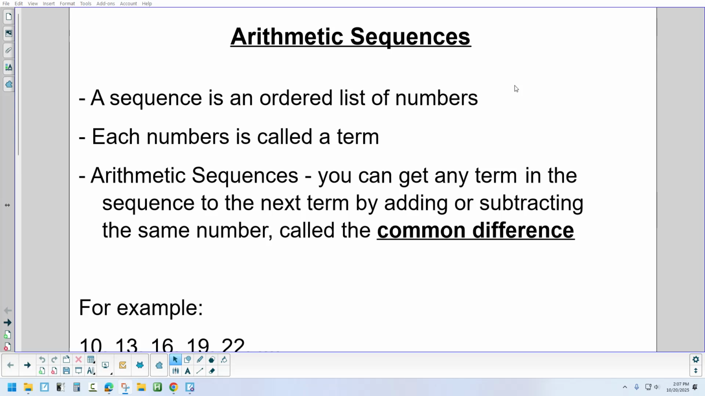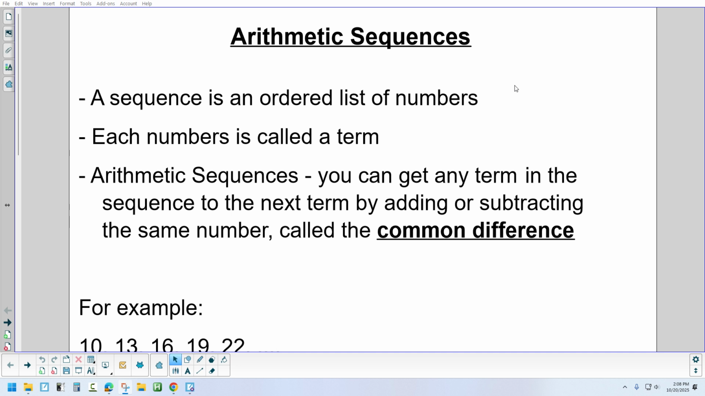Okay, so for week 4, we're going to take a look at arithmetic sequences. You can say arithmetic or arithmetic, either way. Basically the idea is we're looking at lists of numbers, trying to find a pattern, and predict the next number in the list.